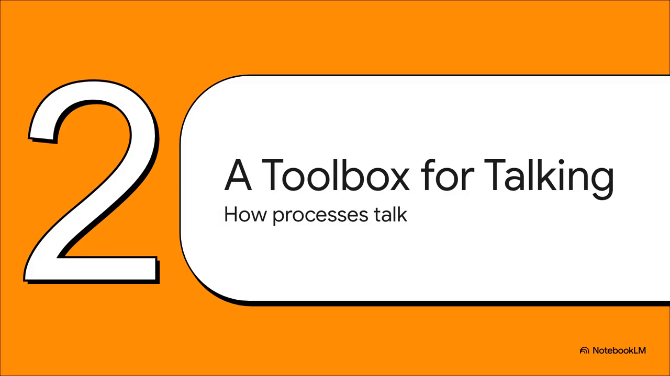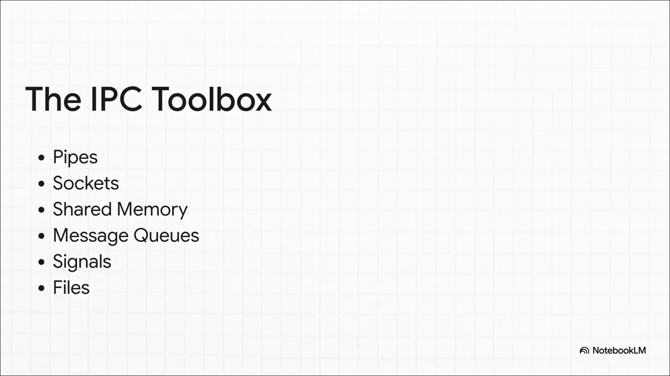And, just like in a real city, you don't just have one way to send a message. You've got mail, you've got phone lines, you've got couriers. Well, the operating system gives your apps a whole toolbox of different ways to communicate, each one perfect for a different kind of job. So here are some of the main tools in that toolbox.